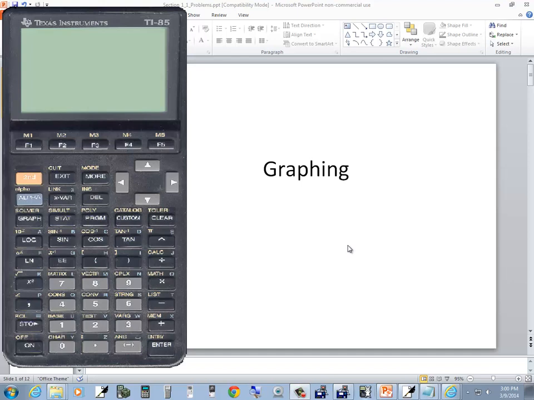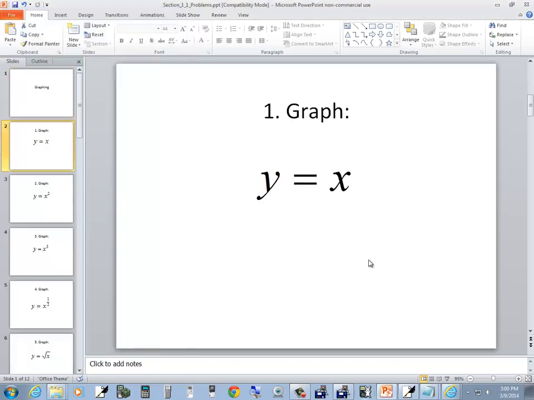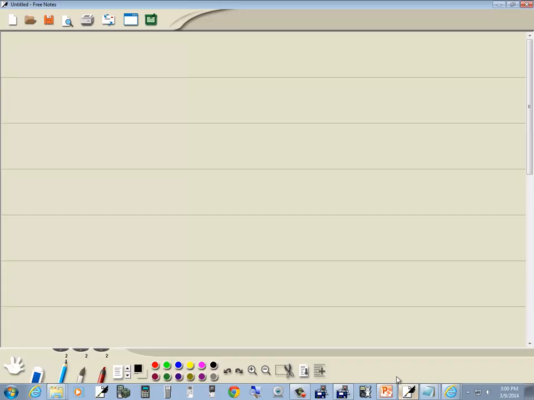Let's take a look at graphing on a TI-85 graphing calculator. First one we'll look at is y equals x.